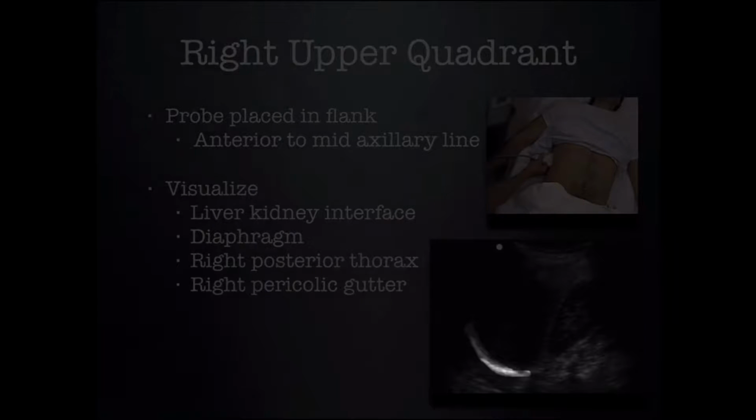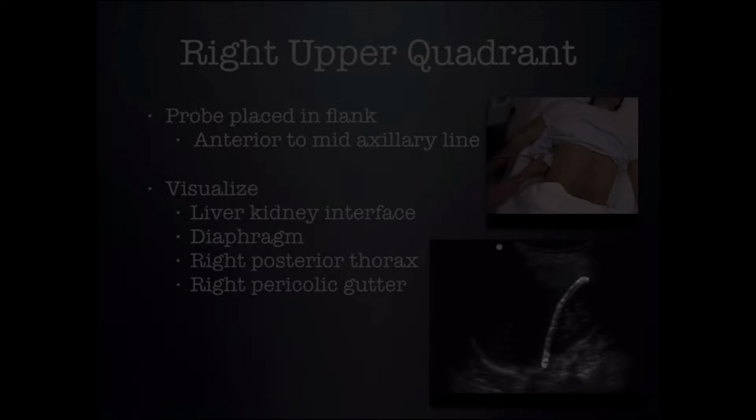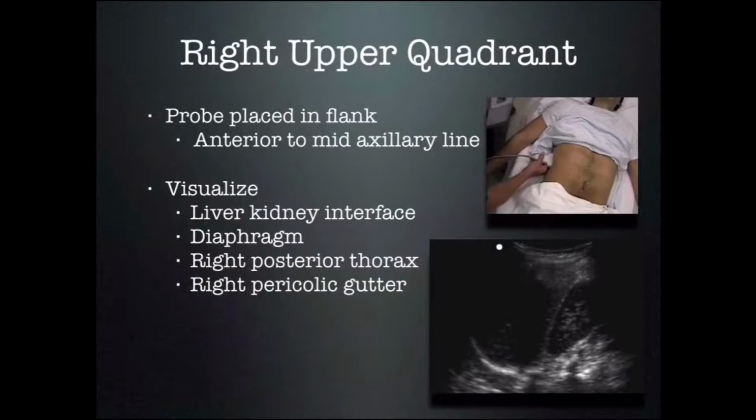The bright hyperechoic line at about the 7 o'clock position to the left of the liver is the diaphragm. Towards the right is the kidney. The kidney is hypoechoic compared to the liver with a hyperechoic center. The space between the two, the liver and the kidney, is a very bright line. This is Morrison's pouch. This is where we look for blood accumulating.